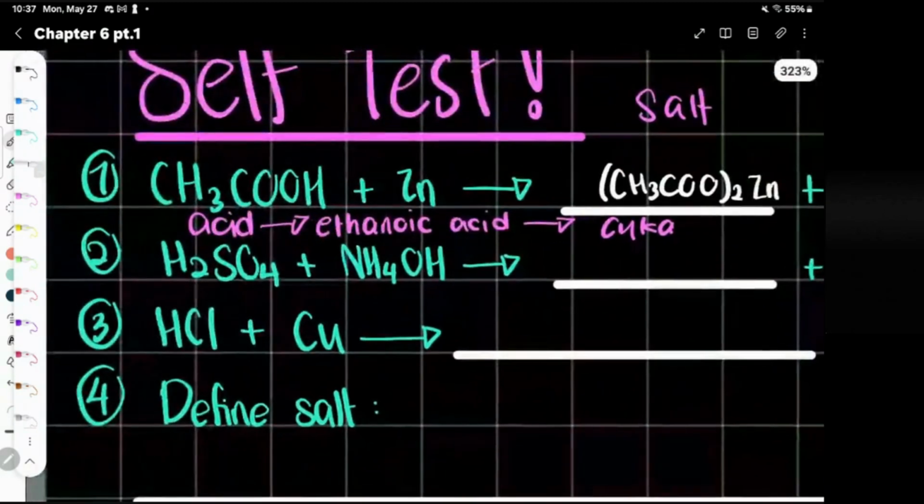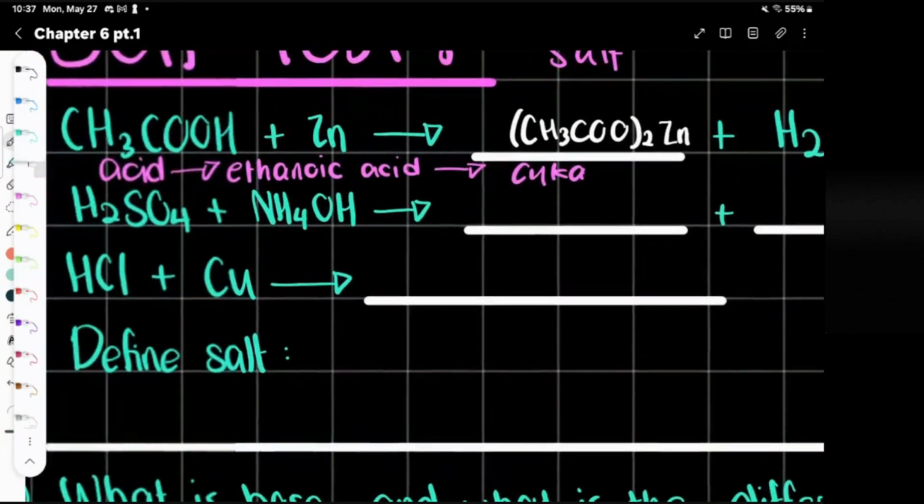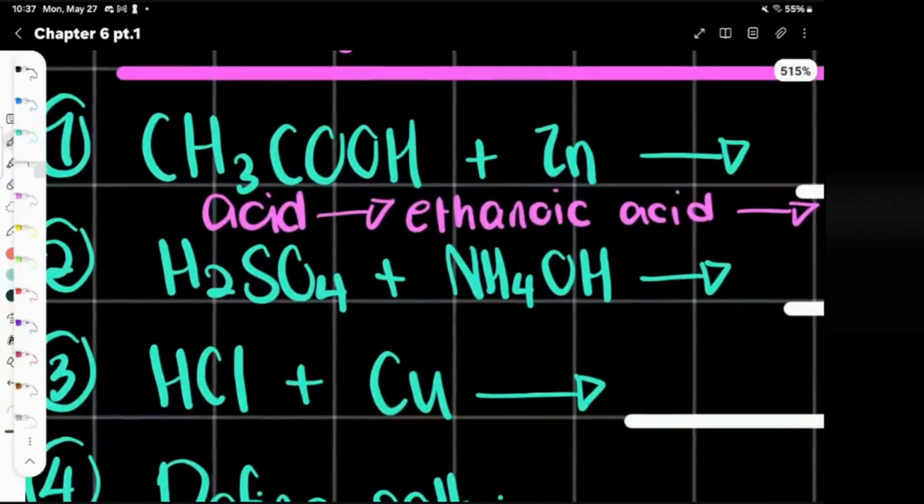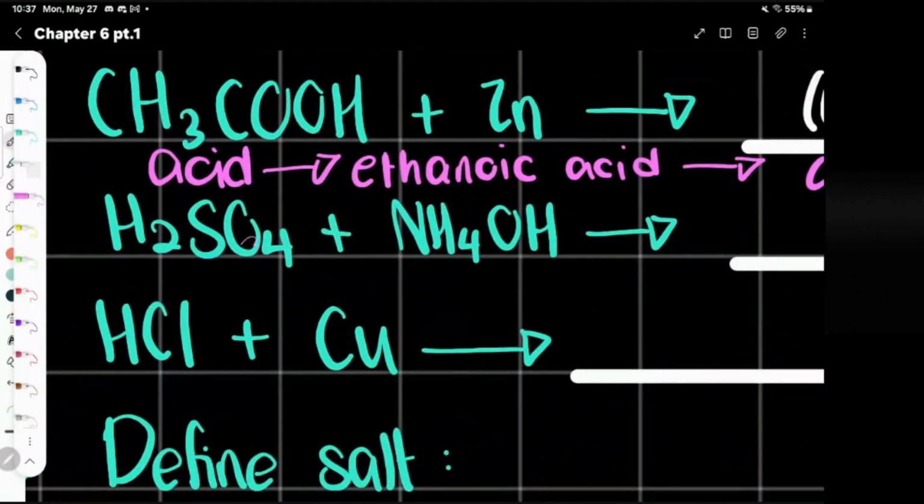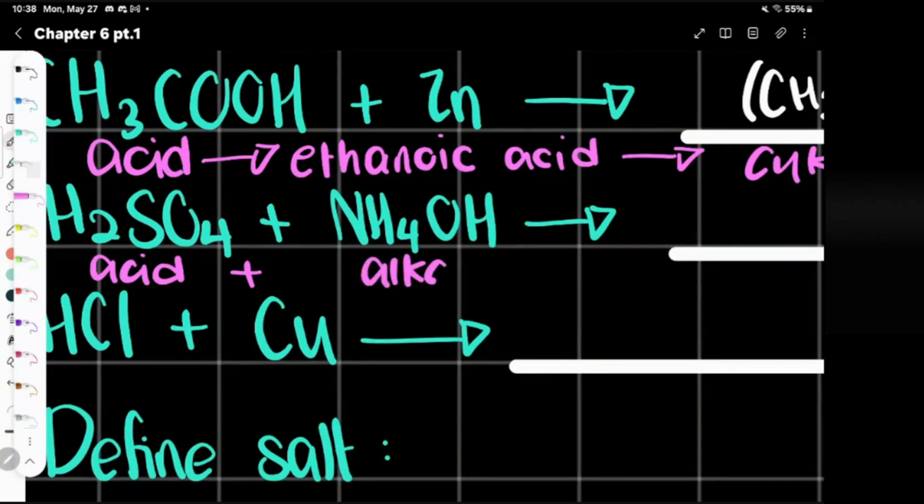Now second one. So H2SO4 plus NH4OH equal to what? First of all, what is this reaction again? Of course, you have to know the reaction. H2SO4 is sulfuric acid. This is acid. First of all, you probably don't know what this is. This is ammonium, something like that. But to give you hints, this is OH. What is OH? OH is alkali. Don't forget, OH is alkali.